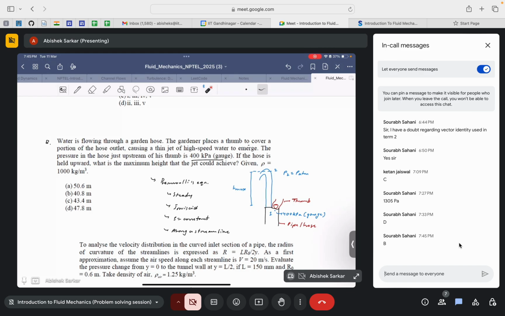Okay, Saurabh says it's B. Very nice. Then Saurabh, can you tell what's the velocity just below his thumb? I asked initially. What did you take it as? Rho is constant. Yeah, Saurabh, please tell, just below his thumb. How could you obtain your answer? You need to know the velocity to apply Bernoulli's equation. Or what are the two points that you took? You can tell me that. That's also fine.